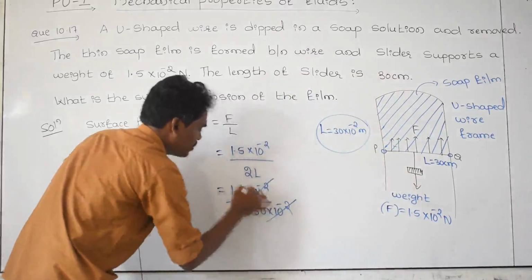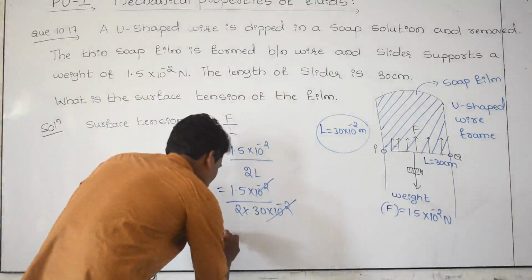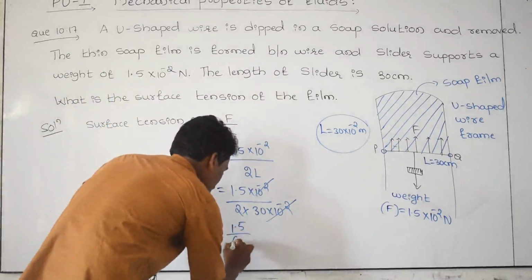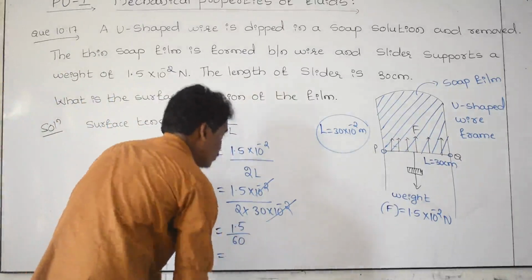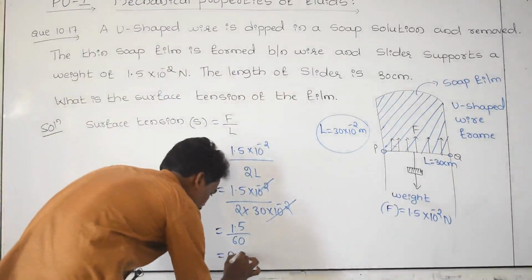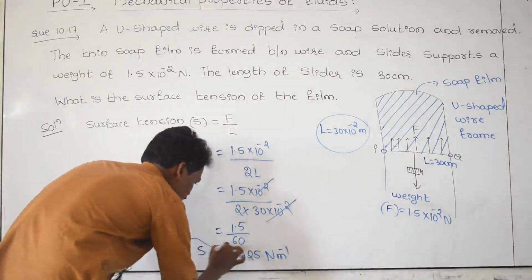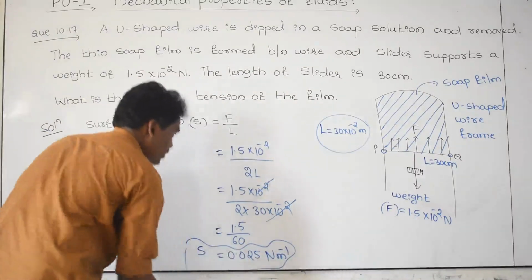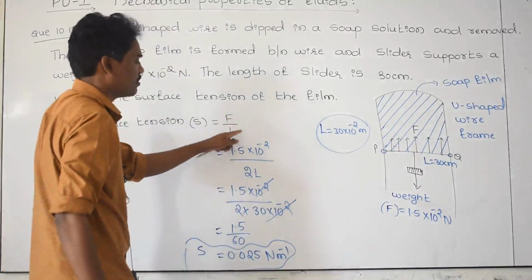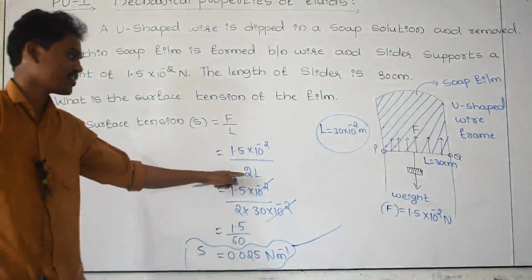These two getting cancelled. And 1.5 divided by 60, after finding, is equal to 0.025. Surface tension is equal to 0.025 Newton per meter. The SI unit of surface tension is Newton per meter because F is Newton divided by meter. Please note on this one and don't confuse here.